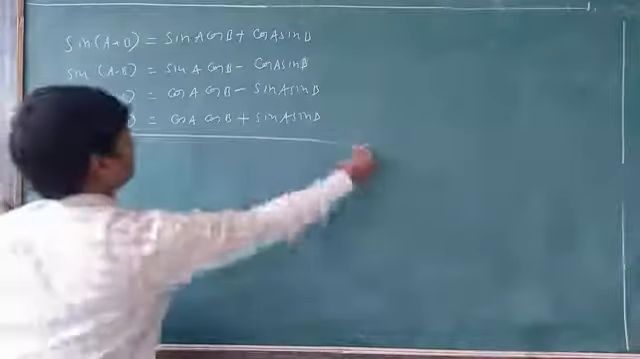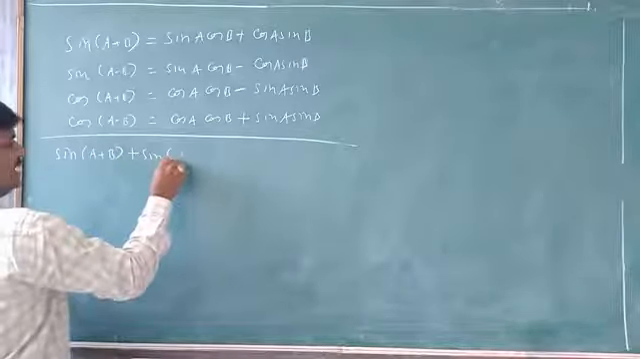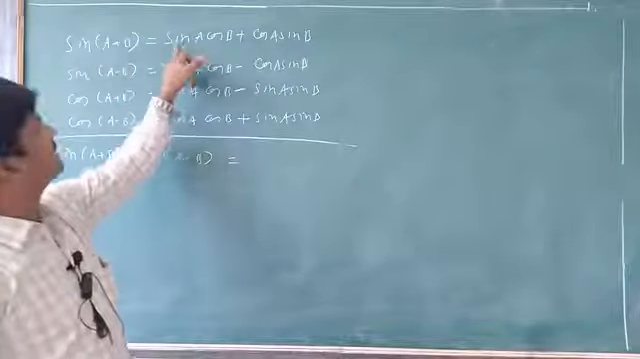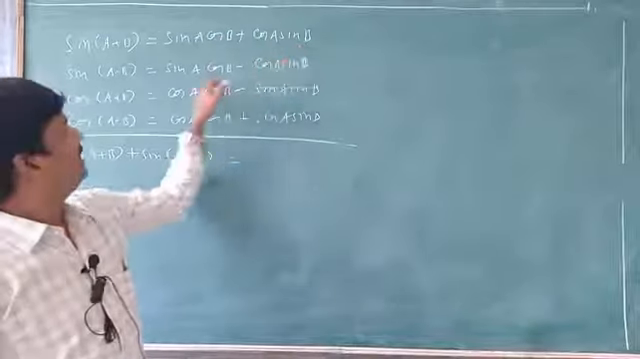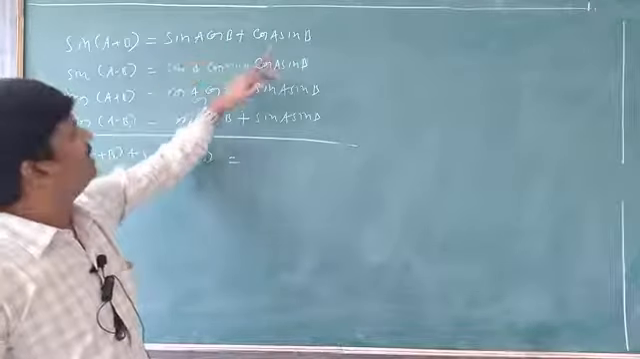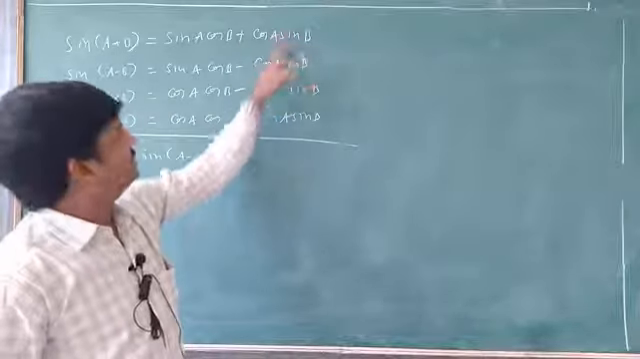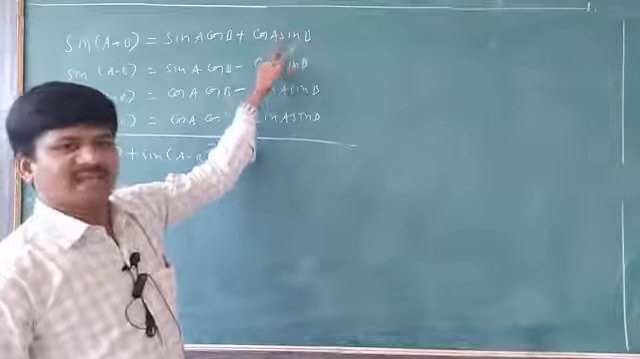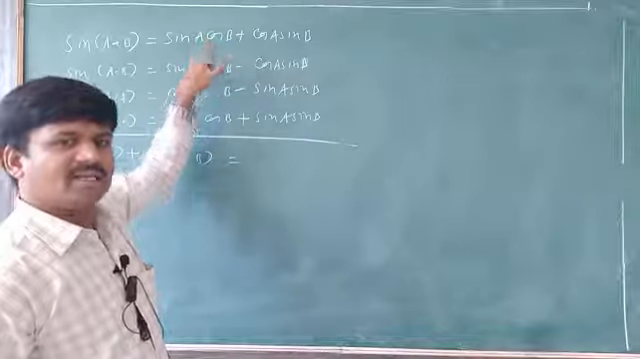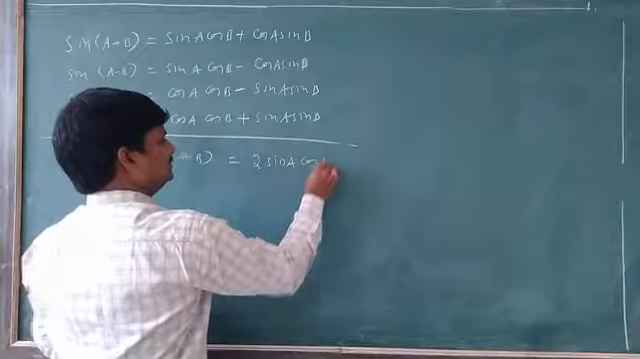What will you get? Just a second. Sin of a plus b plus sin of a minus b. You add these two. See, just observe here. Sin a cos b plus cos a sin b, and sin a cos b minus cos a sin b. When we are adding these two equations, cos a sin b positive, cos a sin b negative. These two will get cancelled. Then what will you get here? Sin a cos b plus sin a cos b. 2 times are there. So you will get 2 sin a cos b.